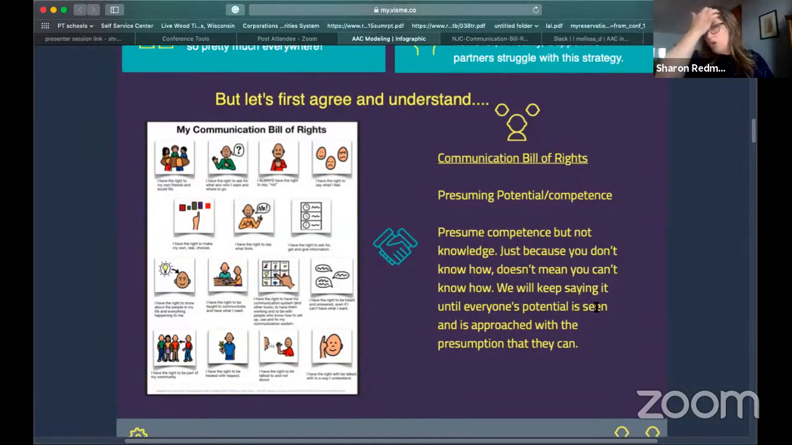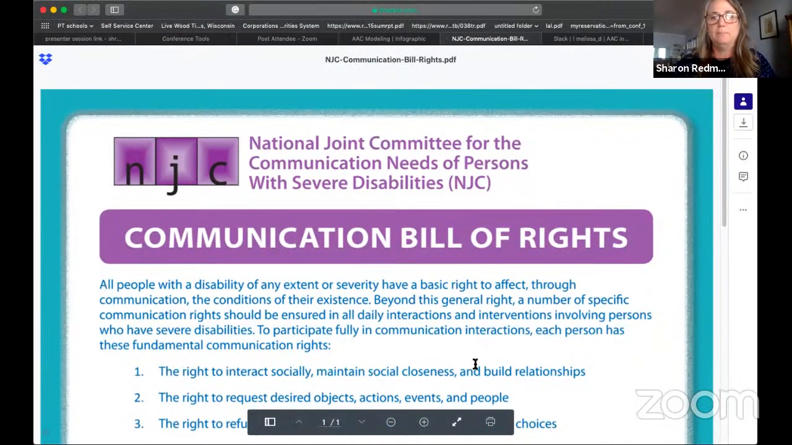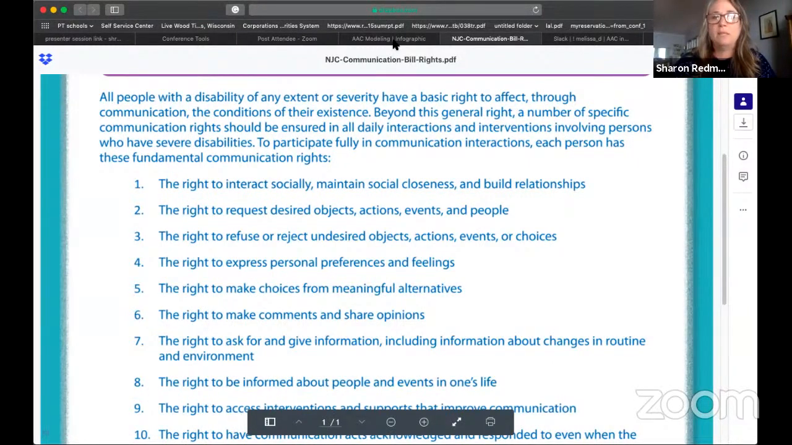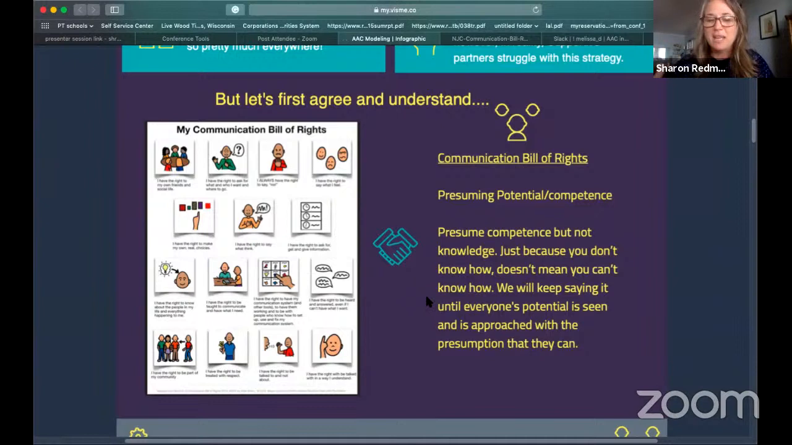So, but let's first agree and understand. I hope that you've seen these Communication Bill of Rights. If not, there is a link here that takes you to these Communication Bill of Rights. And so we don't have time today to be looking at them and going in deep into them. Kate Ahern has provided this really nice infographic as well for the Communication Bill of Rights with aided language input, right? And the aided language symbols for us to use, those PCSs. So I encourage you to go ahead and take a look at that. Please print them out and post them everywhere.